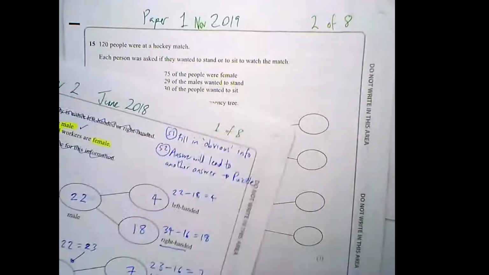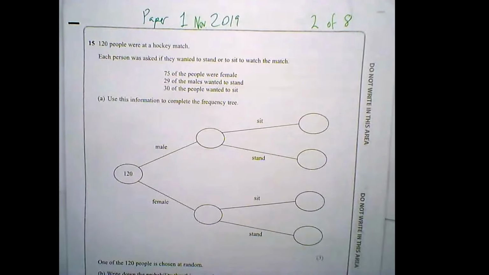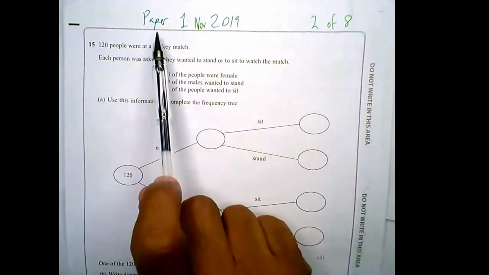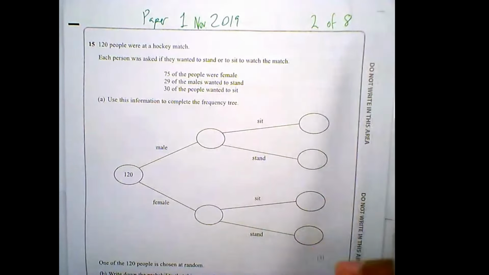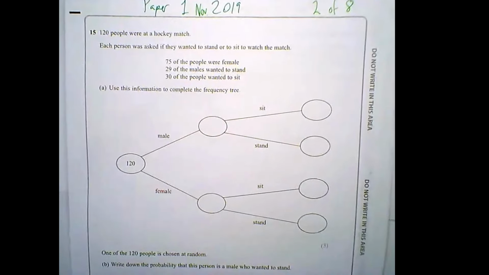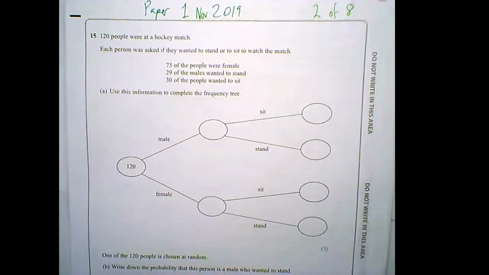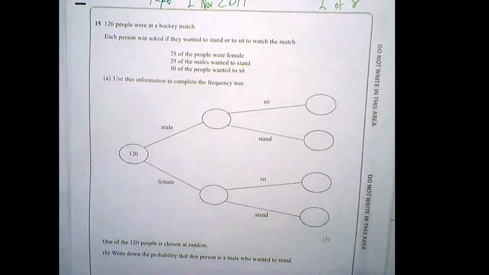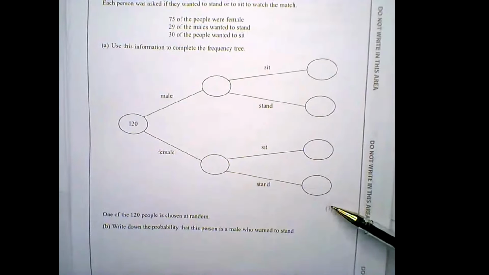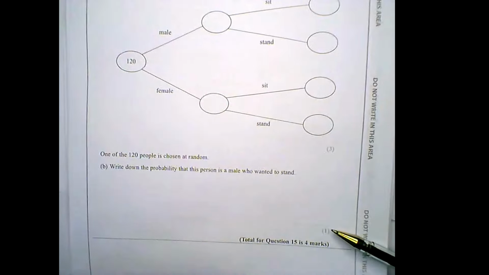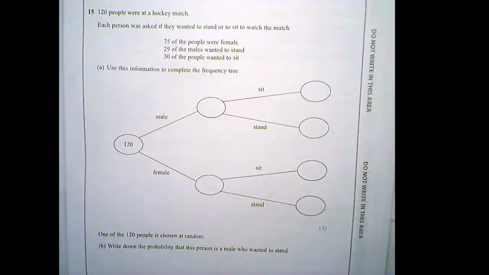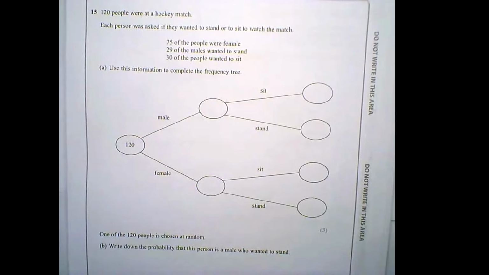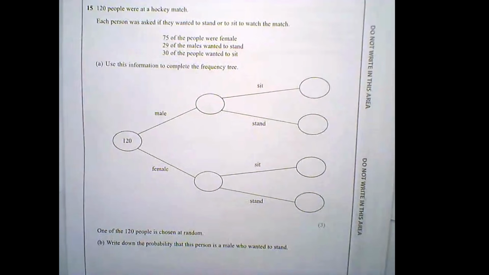Let's go to the next question. This is a paper 1, so non-calculator, from November 2019. This is the second question of 8. And you can see there is quite a lot of information here. We've got part A and also a part B. So the first part, similar to the last question, is worth 3 marks. And then part B is worth 1 mark. So press pause, have a go. When you are ready, press play for the answer.